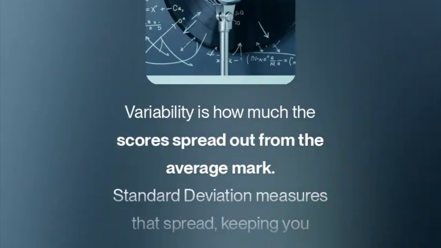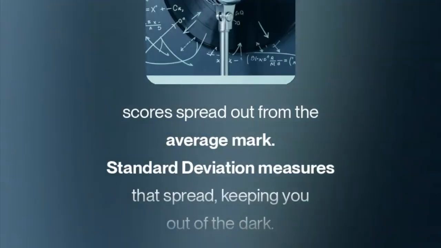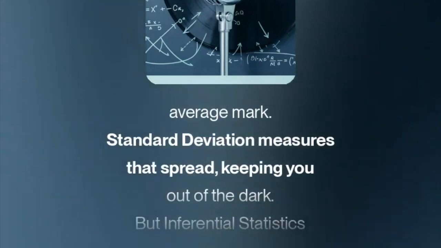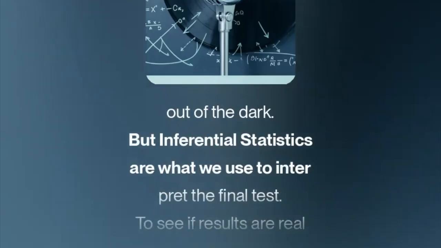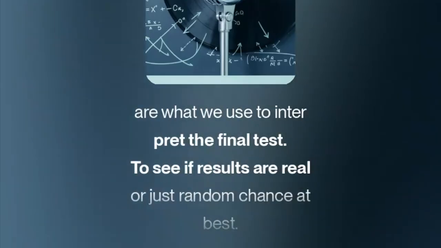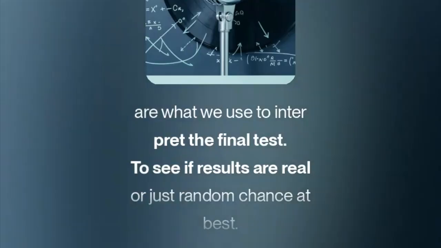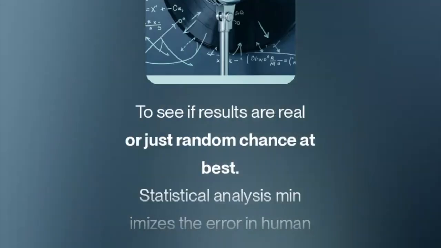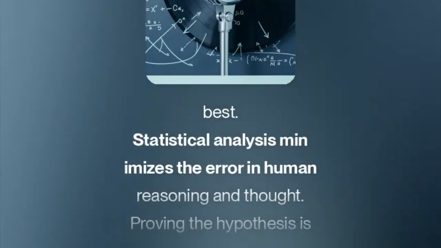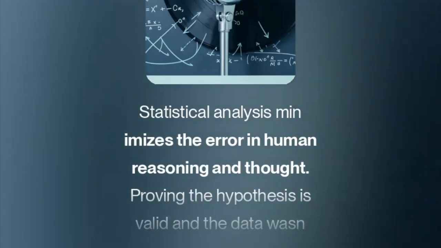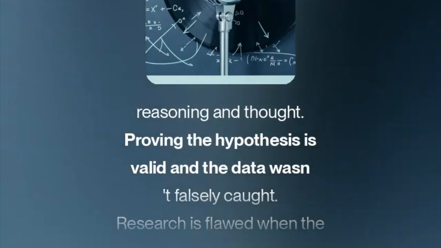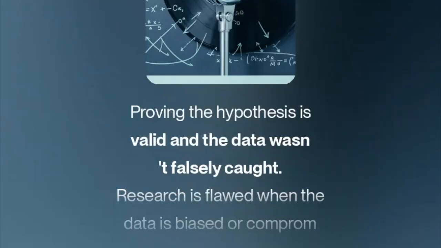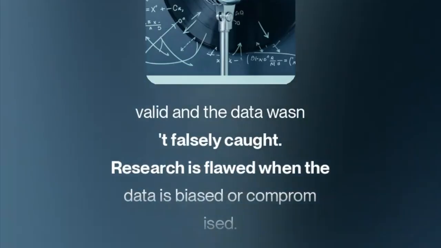Variability is how much the score is spread out from the average mark. Standard deviation measures that spread, keeping you out of the dark. But inferential statistics are what we use to interpret the final test, to see if results are real or just random chance at best. Statistical analysis minimizes the error in human reasoning and thought, proving the hypothesis is valid and the data wasn't falsely caught.